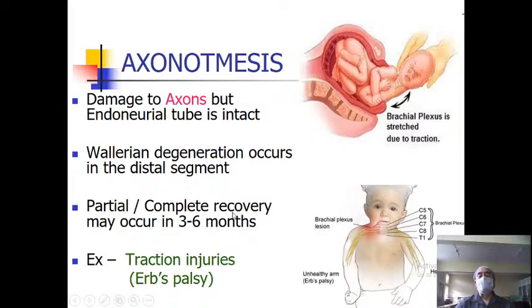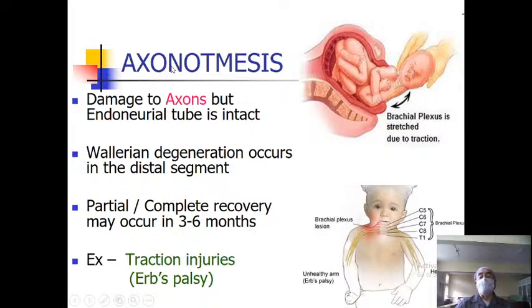Then partial or complete recovery may occur in 3 to 6 months. The injury can occur in a moment, but the treatment and the recovery take long. Treatment may take days and recovery may take months.